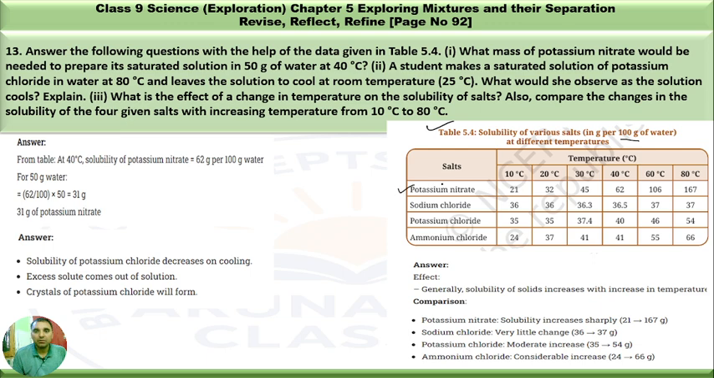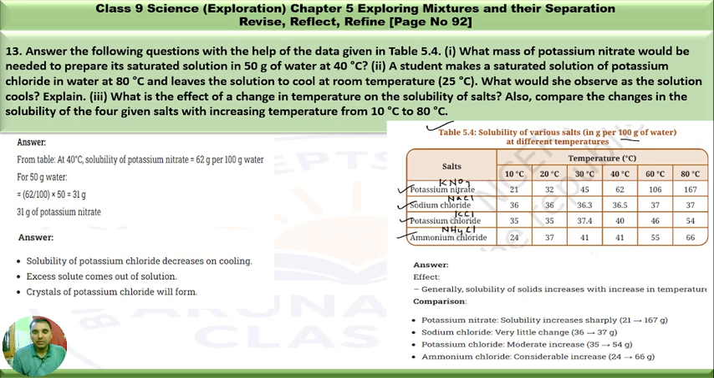What are the different salts which are given? It is potassium nitrate, that is KNO3. Then we have sodium chloride, NaCl, then potassium chloride, KCl, and ammonium chloride, NH4Cl. So these are the different salts. At different temperatures their solubility is also different.